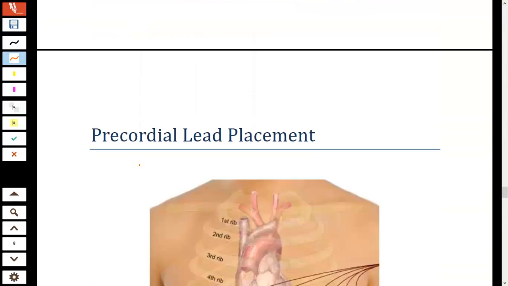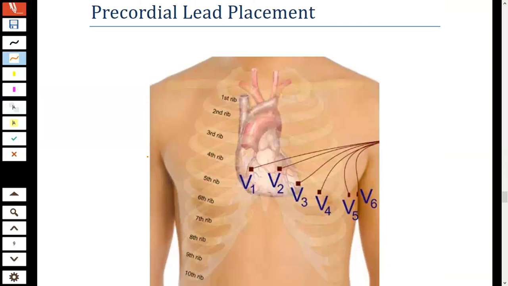QRS complex. Now moving towards the precordial lead placement. These are also called the 6 chest leads, V1 to V6. V1 is placed on the right sternal border and V2 in the same line but on the left sternal border. V4 is placed between the fifth and sixth rib on the mid clavicular line, and in between V2 and V4 you place V3. V6 is placed on the mid axillary line, and in between V4 and V6 we place V5.